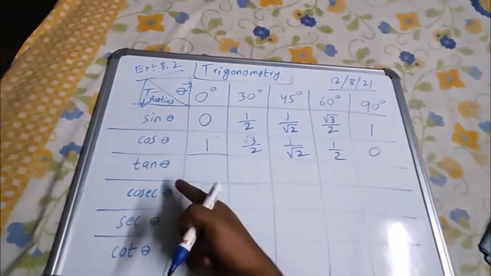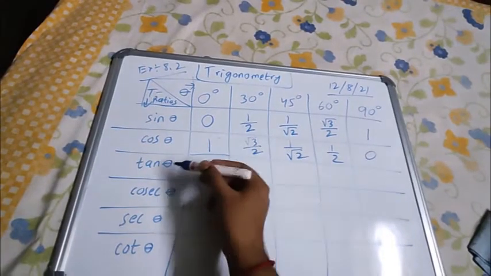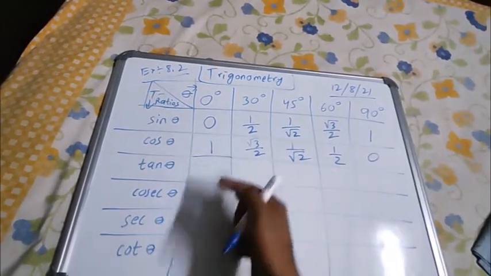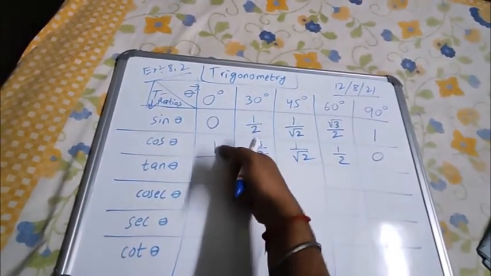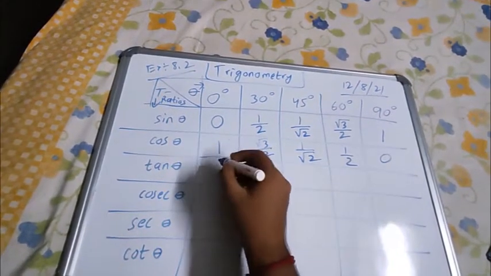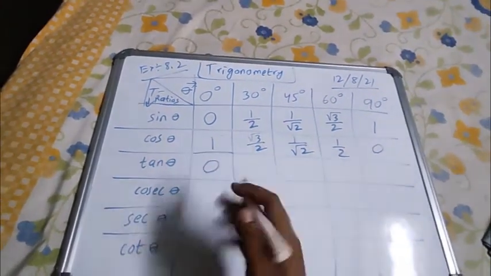Now tan theta we know actually: tan theta is nothing but sin theta by cos theta. So we will do it like that. So 0 by 1, 0 divided by 1. What is the value? 0 divided by 1 is actually 0. 0 by anything is 0.